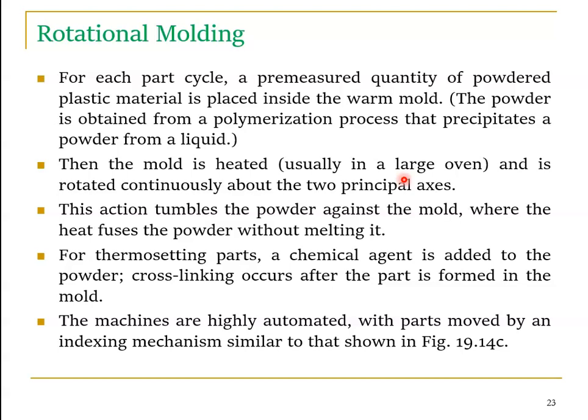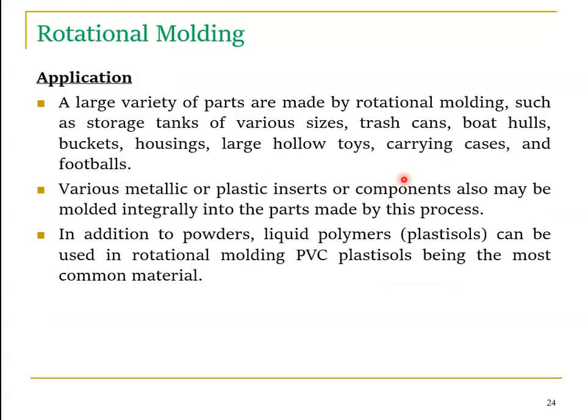If you are planning to use rotational molding for mass production, then you need to use some indexing mechanisms. As for applications, a large variety of parts are made by rotational molding, such as storage tanks of various sizes, trays, cans, boat hulls, buckets, housings, large hollow toys, carrying cases, and footballs. Various metallic and plastic inserts or components also may be made integrally into the parts made by this process.